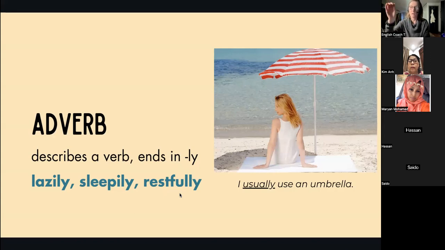Adverbs can also, just so you know, describe other adverbs and adjectives. That's when it gets confusing. But again, today's class is just a basic review. We're not getting complicated. So look at my sentence about the umbrella. I usually use an umbrella. Usually is describing when or how often the verb use. So usually is modifying the verb use. I usually use an umbrella.